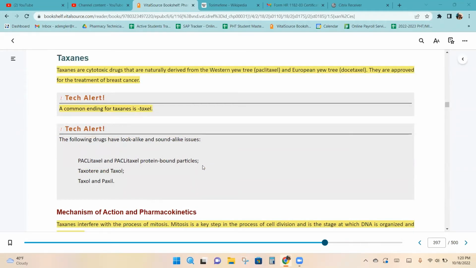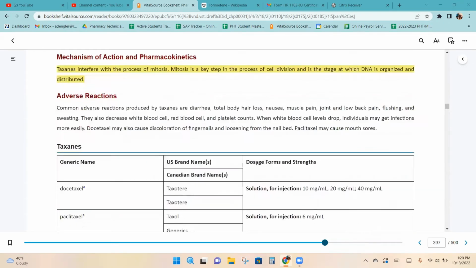Taxanes are cytotoxic drugs that are naturally derived from the Western yew tree and European yew tree. They are approved for the treatment of breast cancer. A common ending for taxanes is Taxol. Taxanes interfere with the process of mitosis. Mitosis is a key step in the process of cell division and is the stage at which DNA is organized and distributed.